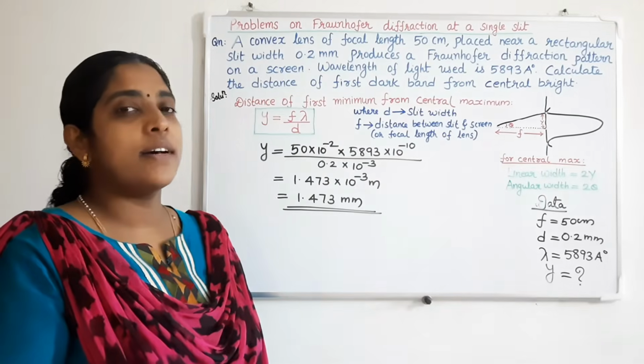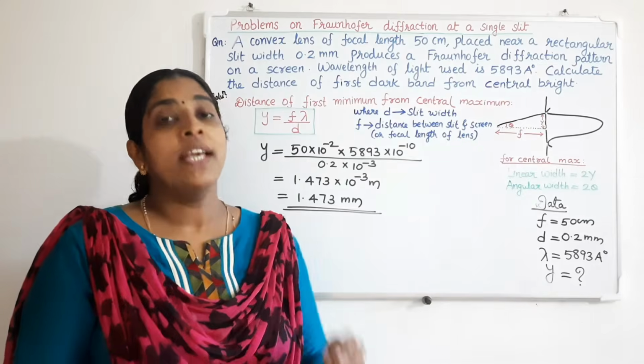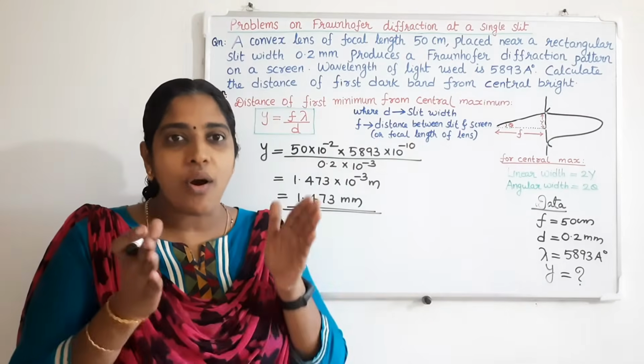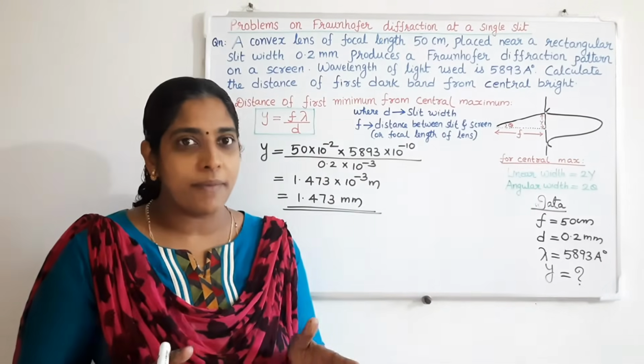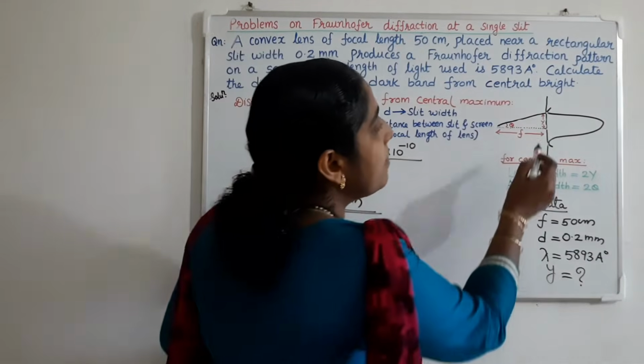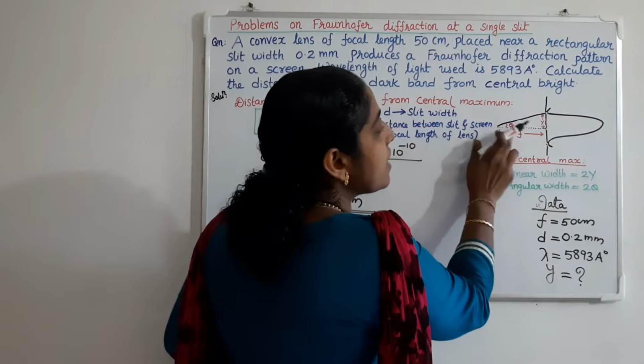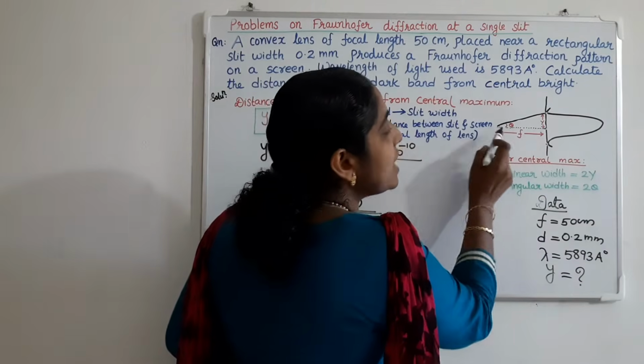So if in the question they are asking the distance of the first dark band from the central bright band, then we have to use the expression y equal to f lambda by d. If in the question they are asking the total width of the central maximum, then the total linear width of the central maximum will be 2y and the angular width of the central maximum will be 2 theta.